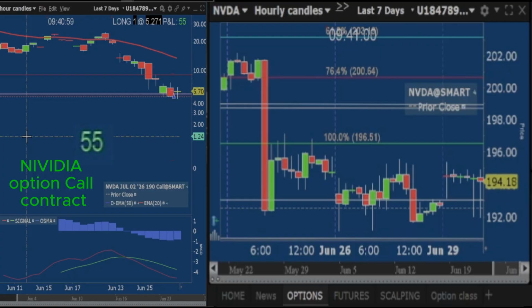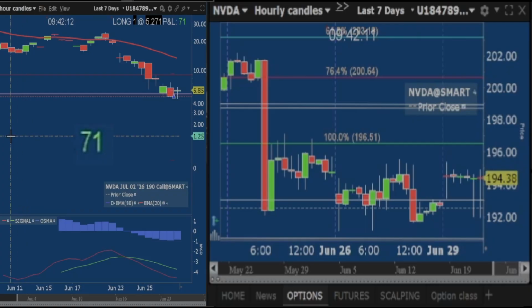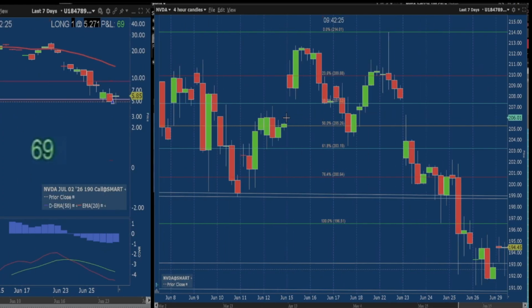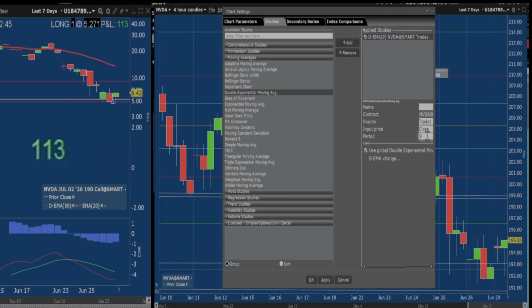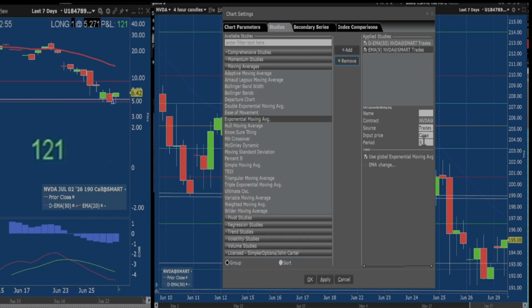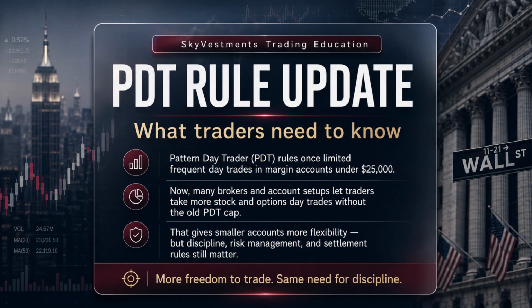Now, this is an NVIDIA option trade. The chart on the right is NVIDIA, the underlying stock, and the chart on the left is the actual option contract that I'm trading. But the lesson here is bigger than just the wick or the setup at the weekly lows. Smaller green trades add up. As long as your losing trades stay smaller than your winning trades, you're putting yourself in a position to come out ahead. That's where the changes to the PDT rule can become powerful for active traders.